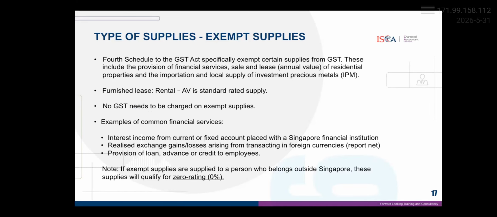There's another category of supply called an exempt supply. An exempt supply generally does not attract GST. The Fourth Schedule of the GST Act specifically exempts certain supplies from GST. This includes the provision of financial services, the sale and lease of residential property, and the importation and local supply of investment precious metal.